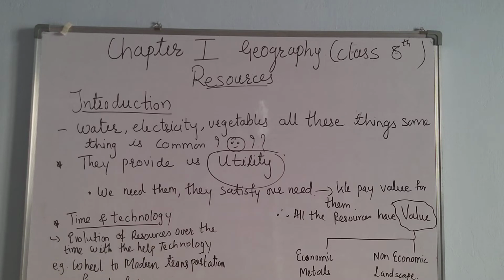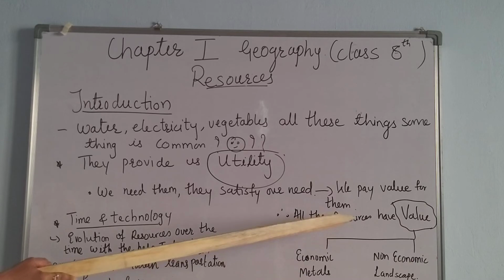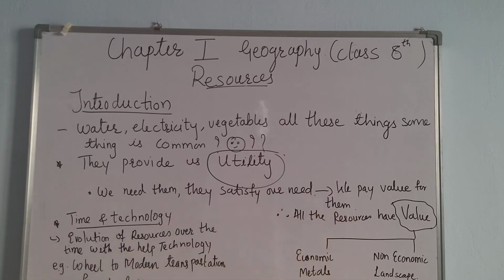Value means worth. Some resources have economic value and some do not. So what are the two types of values here? Economic value and non-economic value. Now, what is economic value?